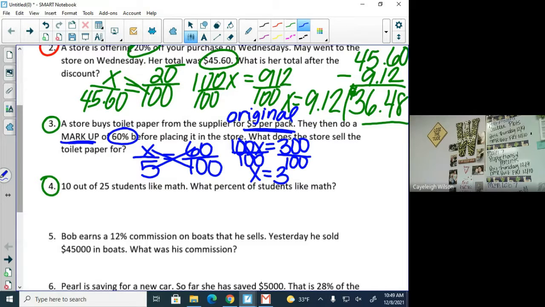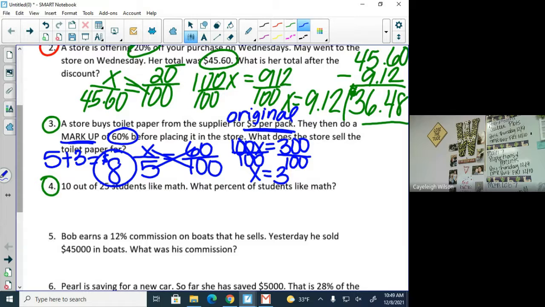So what does the store sell the toilet paper for? $8. They bought it for $5. They're going to mark it up $3. So 5 plus 3, they're going to sell it for $8. That's how the world works.